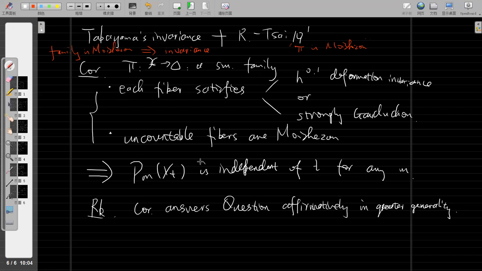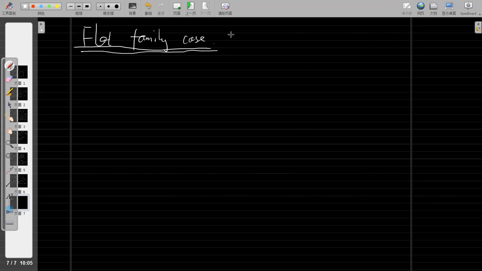And in the remaining time, I will talk about some more difficult and more complicated case. We can see the flat family case. That means, roughly speaking, you can consider that a family is possibly not smooth. Not smooth.